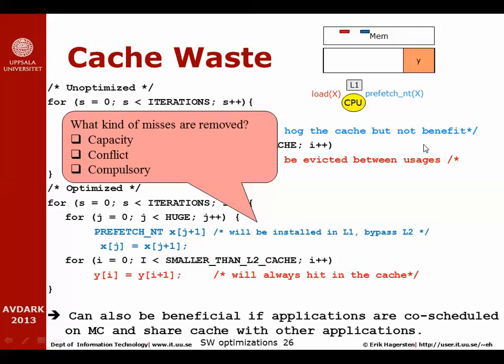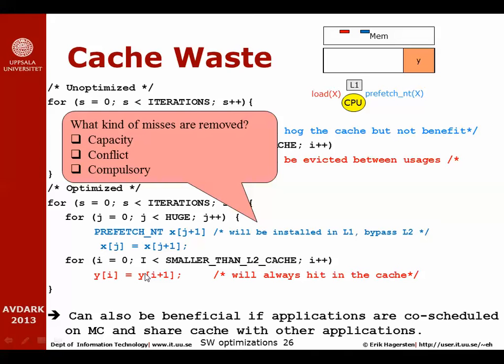So here's a question that you may all have expected at this point. What kind of misses are removed with this strategy? Do we remove capacity misses, conflict misses, or compulsory misses? Well, it's actually capacity misses, since the cache is not large enough to hold both blue and red data in the cache. But with this strategy of choosing not to put the blue data into the cache, we can still find the red data in the cache even though the cache is small.